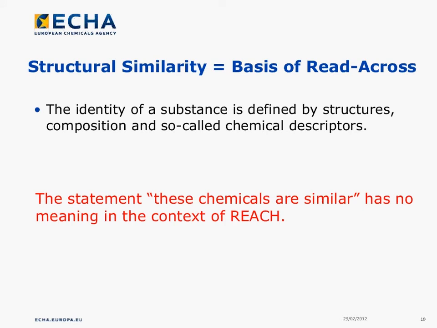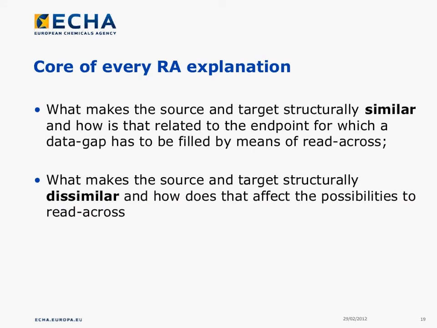There's something about structural similarity, which is of course the basis of read-across. The identity of a substance is defined by structure, composition, and so-called chemical descriptors. It's very important to realize that the statement "these chemicals are similar" as such, and these words "as such" are very important here, has no meaning in the context of REACH. Chemical similarity should always be brought in relation to some sort of identifier of the substance: the structure, the composition, or a chemical descriptor. The core of every read-across explanation is what makes the source and the target structurally similar, and how that is related to the endpoint for which a data gap has to be filled by means of read-across. Actually, it should always also be addressed what makes the source and the target structurally dissimilar, and how that affects the possibilities to read across.